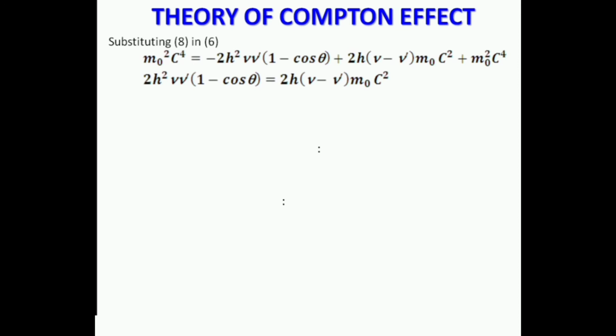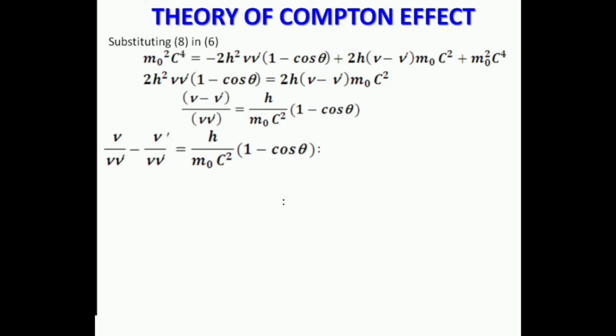So 2h² ν ν' (1 − cos θ) = 2h(ν − ν')m₀c². So (ν − ν')/ν' = h/(m₀c²) (1 − cos θ), and ν/ν' − ν'/ν' = h/(m₀c²) (1 − cos θ). So now we got the result: 1/ν' − 1/ν = h/(m₀c²) (1 − cos θ). This is the relation of the Compton effect in terms of frequency.